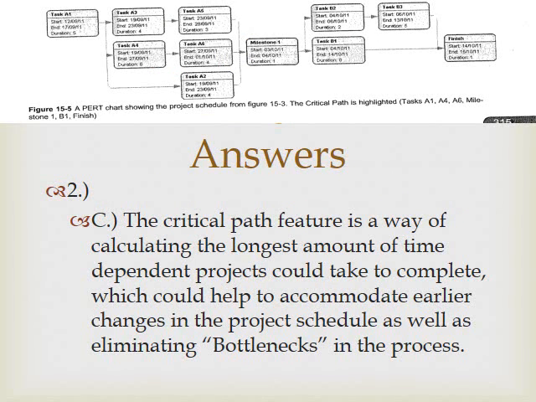Alright, and then the answer to question 2, Part C. The PERT model is displayed in the diagram up above, and the critical path feature is a way of calculating the longest amount of time dependent projects could take to complete, which could help to accommodate earlier changes in the project schedule, as well as eliminating bottlenecks in the process. For instance, you could see where a bottleneck might occur in the process shown above at milestone 1 being where all those projects before it are evaluated. So that might be one part of the critical path.